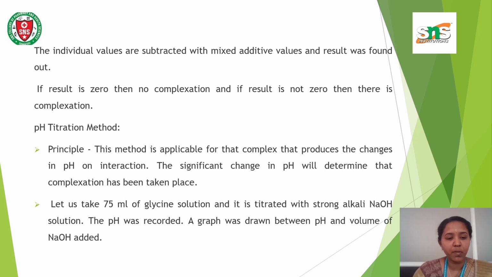Another one is the pH titration method. The method is applicable for complexes that produce changes in pH on interaction. Significant changes in pH will determine that complexation has taken place. Let us take 75 ml of glycine solution and titrate it with a strong alkali, sodium hydroxide solution. The pH was recorded. A graph was drawn between pH and volume of sodium hydroxide added.